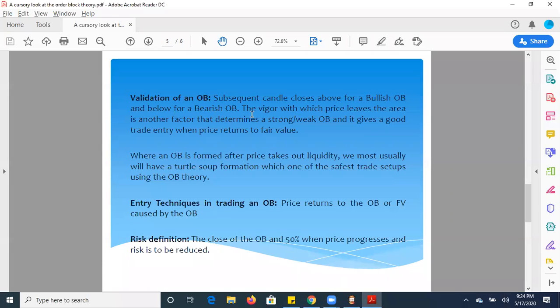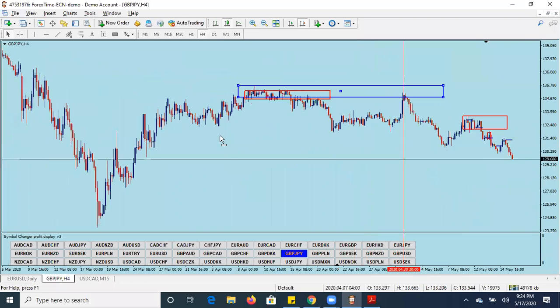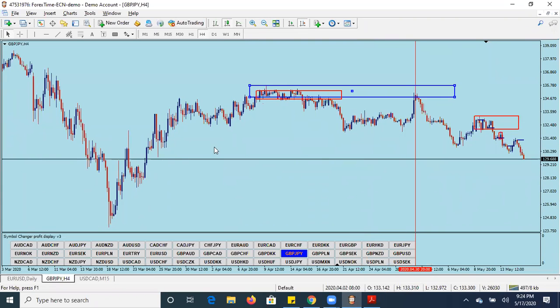Now, the vigor with which price leaves the area is another factor that determines whether the order block is strong or weak, and it gives a good trade entry when price returns to fair value. We should discuss that later on. Now, where an order block is formed after price takes out liquidity, we most usually will have a turtle soup formation, which is one of the safest trade setups using the order block theory, right? So let's see if we can have examples of this in the chart.